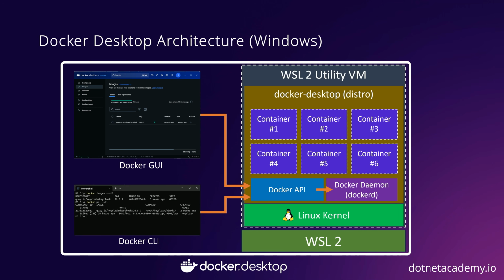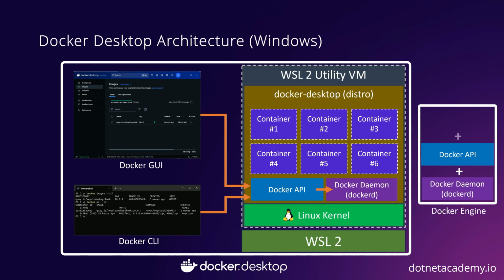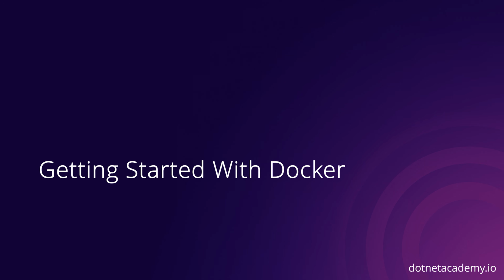This term refers to the core components that make Docker work. So it is composed of the Docker daemon, the Docker API, and the Docker CLI. It's the combination of these elements that allows you to build, run, and manage containers. In essence, Docker Desktop orchestrates all these components, providing a seamless and efficient way to run Docker containers on your developer box. Now let's see how to get started with Docker by downloading and running Docker Desktop in our dev box.